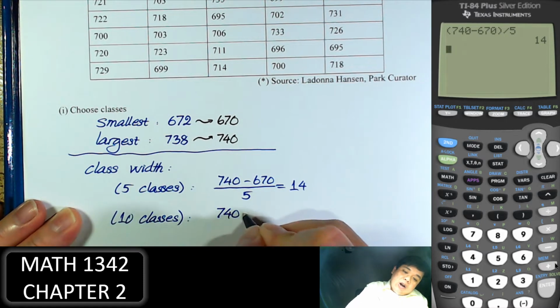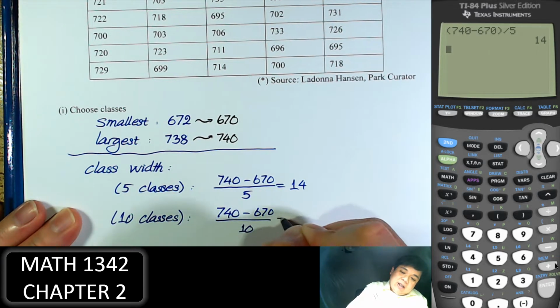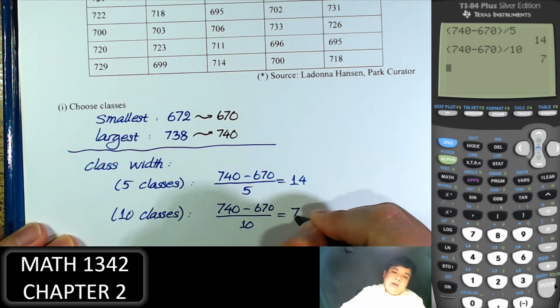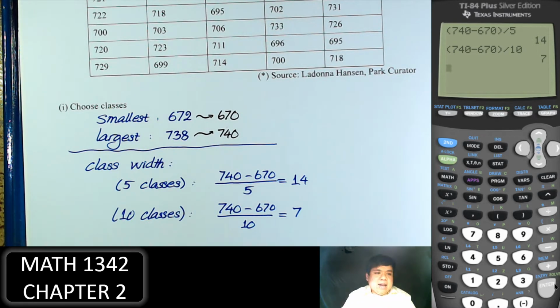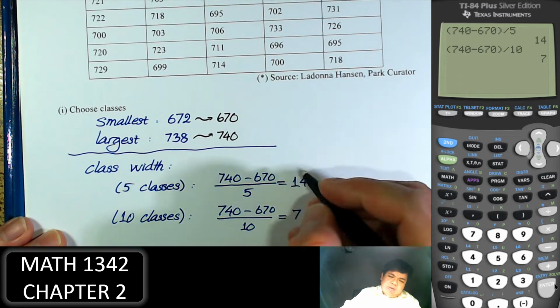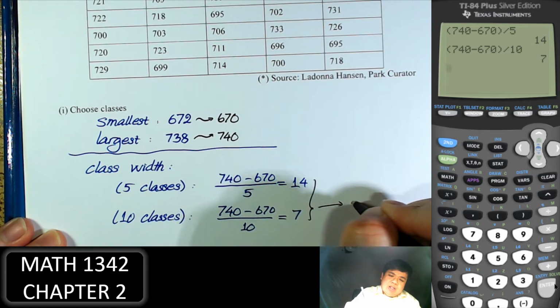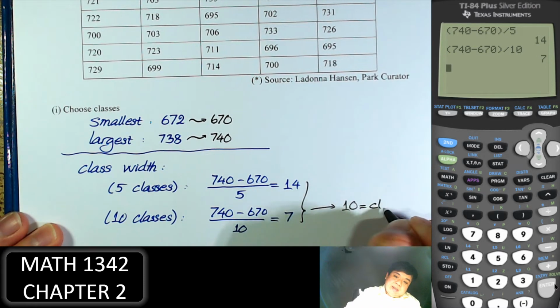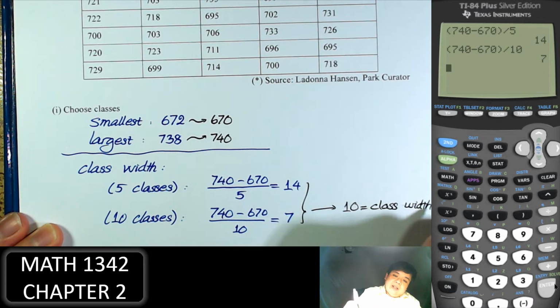Same thing. Largest minus the smallest divided by the number of classes. So that is 7. Just do that, but divide by 10. We should have 7. And of course the class width, if we choose something convenient, that will be better. So 14 and 7. If we just round that to 10, that will be the most convenient. So we choose the class width to be 10. Again, something convenient. So keep in mind that will be 10.